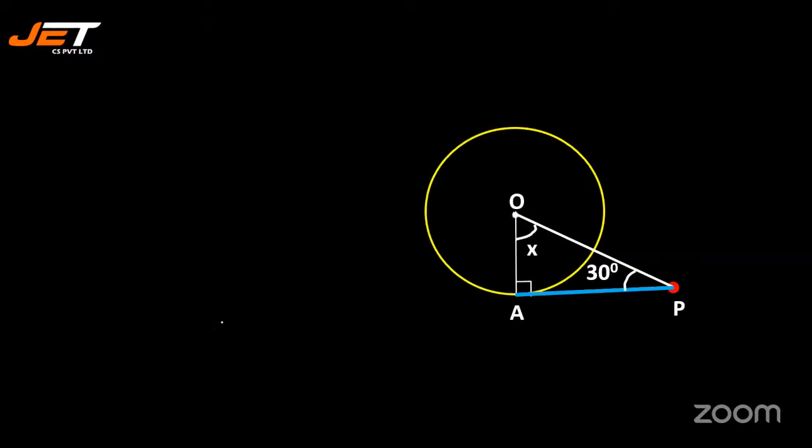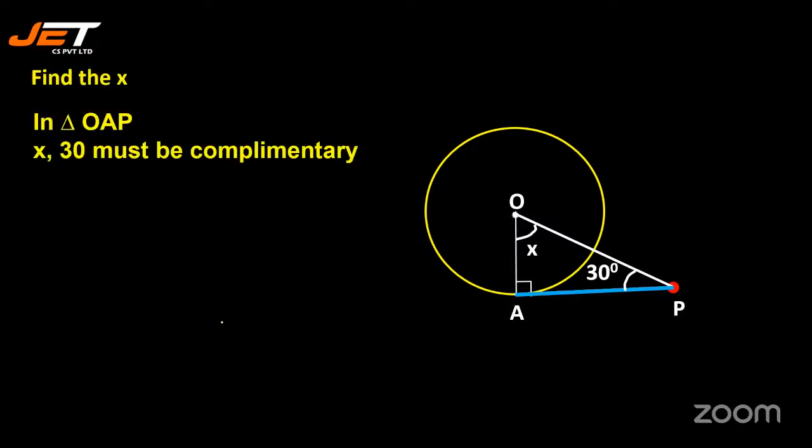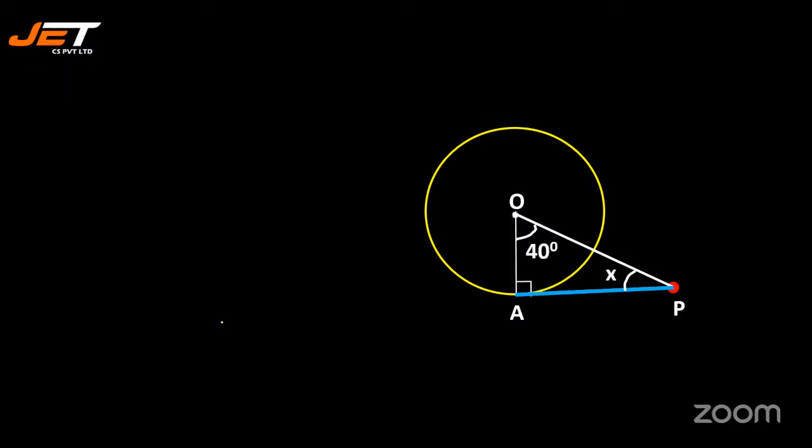All right. Now see here the next question, whereby here find the x. So in triangle OAP, x, okay, 30 must be the complementary. Clear? So x plus 30 will be equal to 90. Right? So what is that 90? It is 90 degree, right angle. Okay.